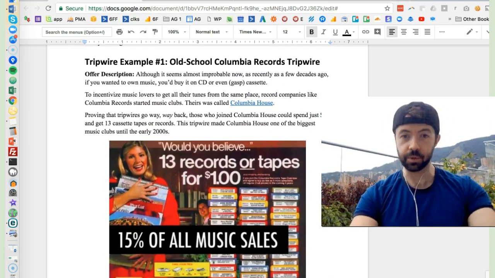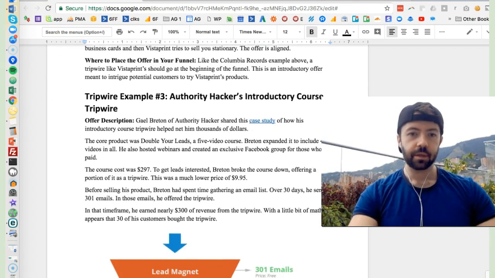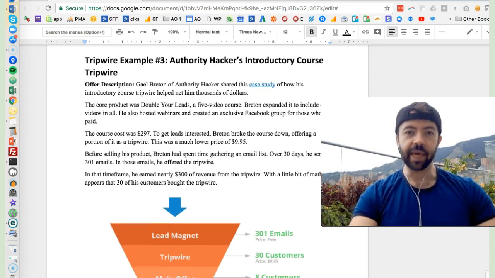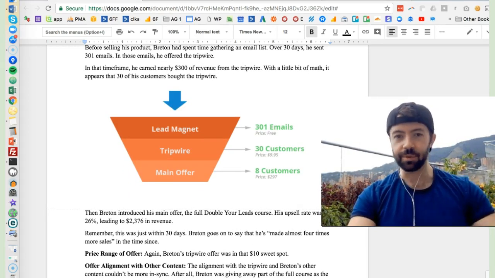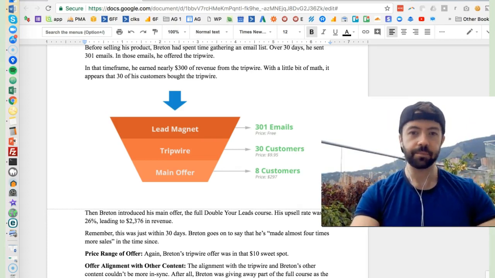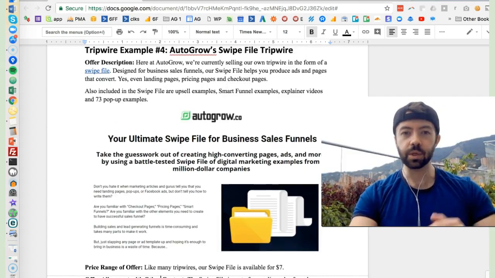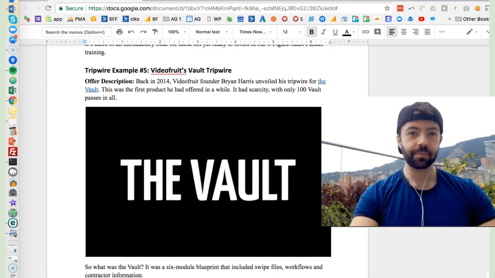So we have an example, an old school example from Columbia Records, Vistaprint. We have one from Gail over at Authority Hacker. He talks about his Tripwire and writes up a nice, beautiful case study, which we condensed and documented here. We have our own swipe file and the results that we've seen from that.